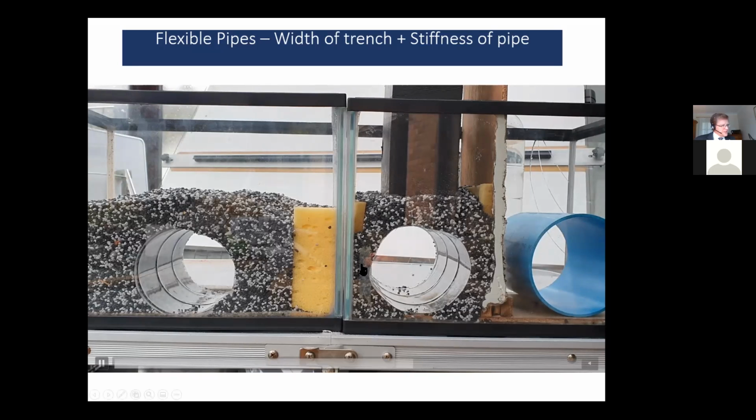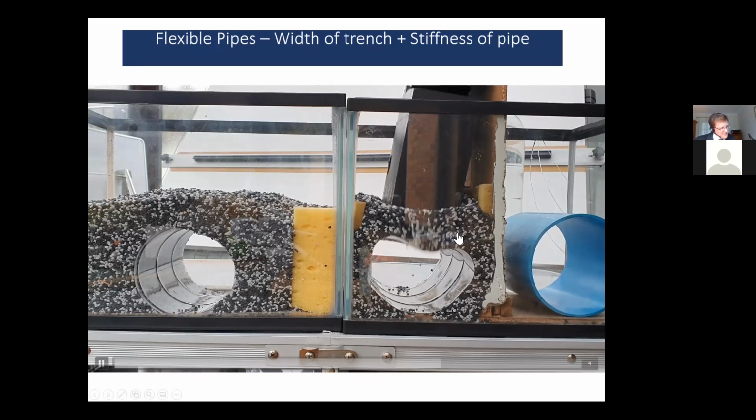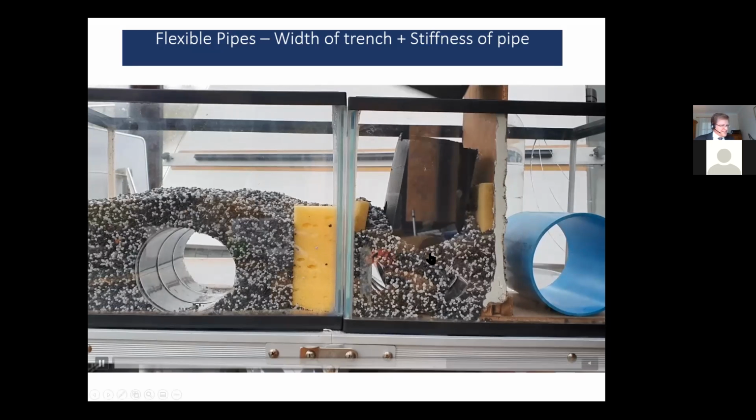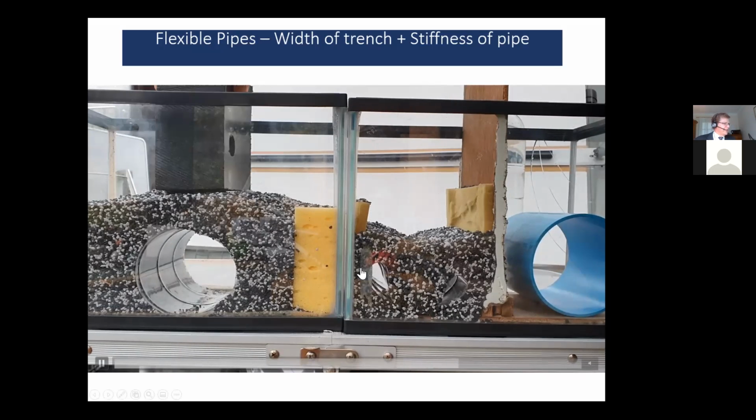Second block goes on, it starts squashing the sides, and it's beginning to struggle and flatten. And the third block goes on, and she begins to struggle, starts to give, and then there you go. Once it flattens, it loses its arch effect and buckles and fails.